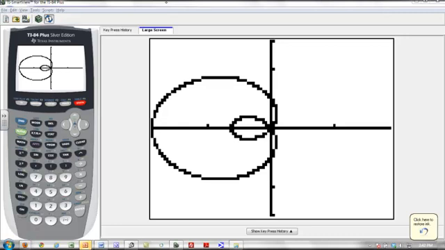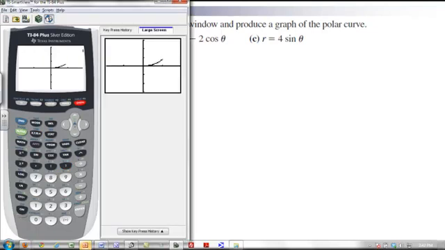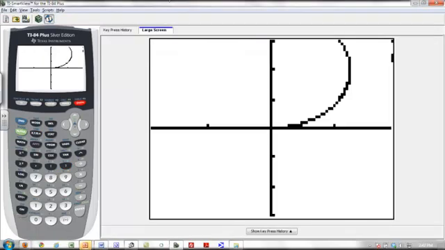And it is r is equal to 4 sine theta. Let me put that one in real quickly. Clear, 4 sine theta, and graph it. Again, it seems to go off the screen. A big old oval looking thing.